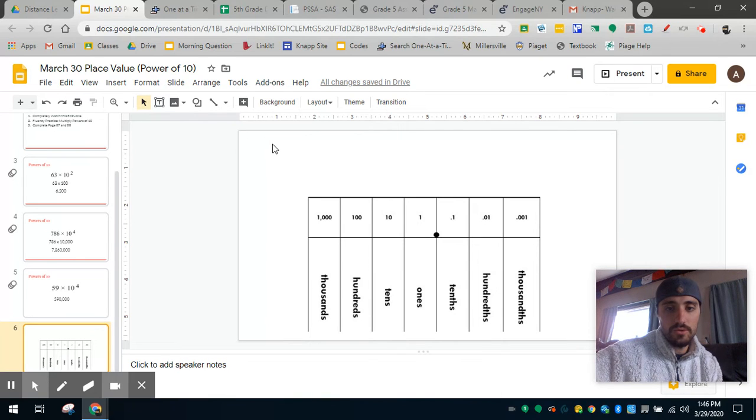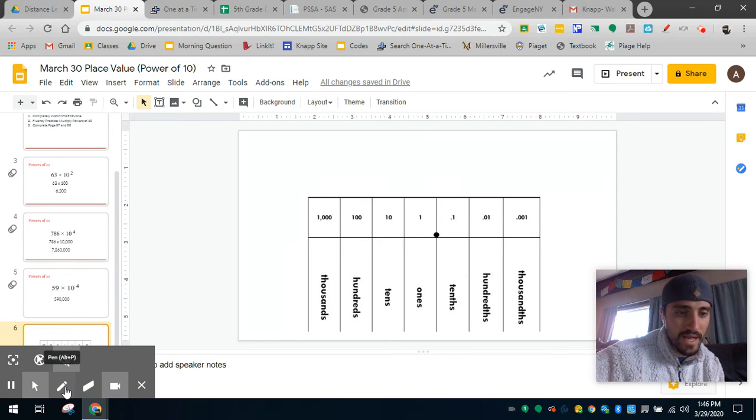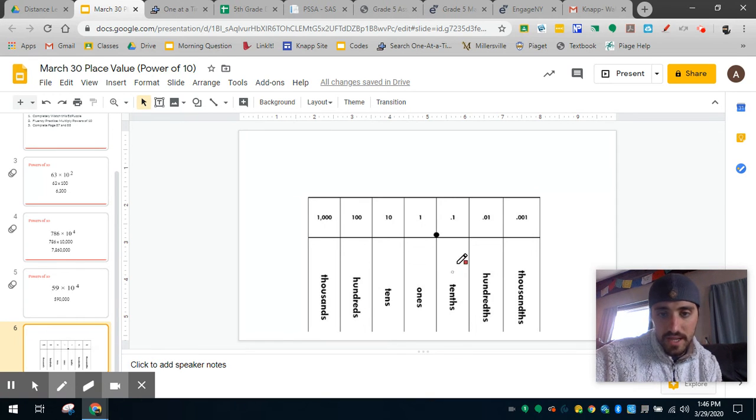Let's go ahead and write these decimals in fraction form. Let's see if we remember what that is. Well, this is tenth. I can either put a 1 in the tenths place, or I can write it as 1/10.